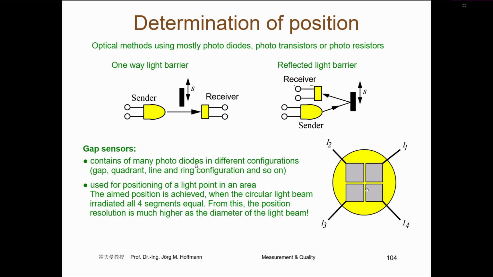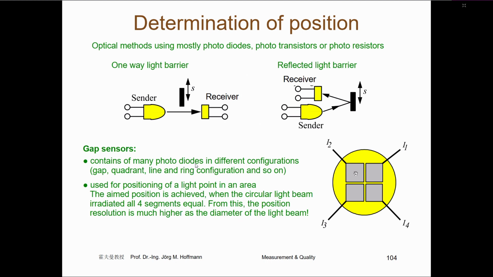And when you are exactly in the middle, you have equal currents or equal voltages from each photodiode. And that means you can realize a precision which is smaller than the diameter of the beam. So you need not an expensive optic to form small beams. The beam can be a little bit bigger. It's no problem, because you compare the irradiated area on each photodiode.